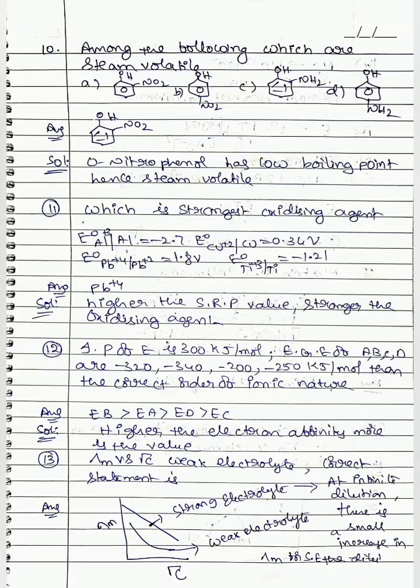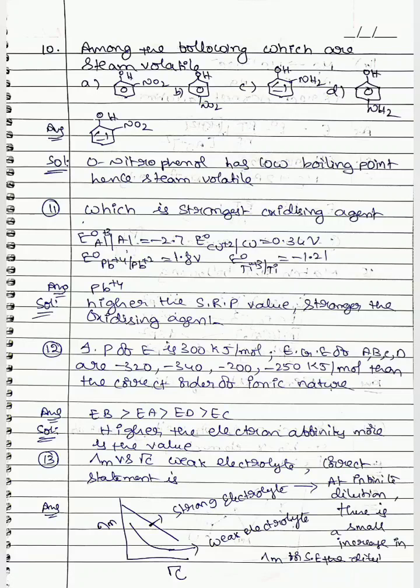The next one, the IP of E is 300 kilojoule per mole, and EGE of A, B, C, D they have given, and they are asking us to write the correct order of ionic nature of EA, EB, EC and ED. Here the EB is greater than EA, greater than ED and EC.